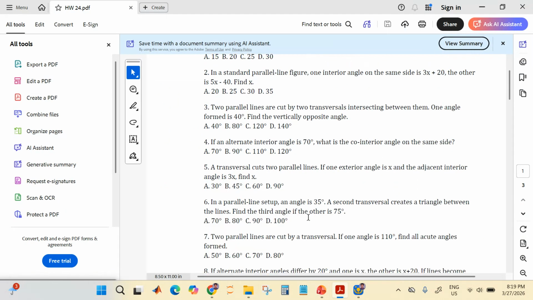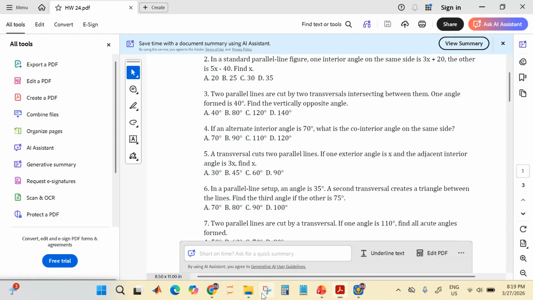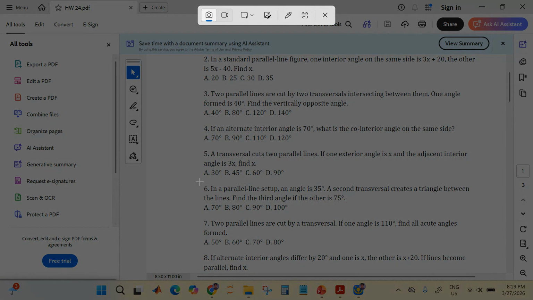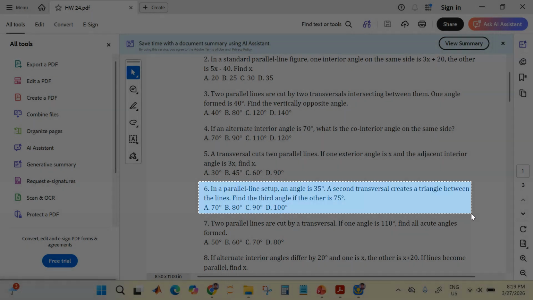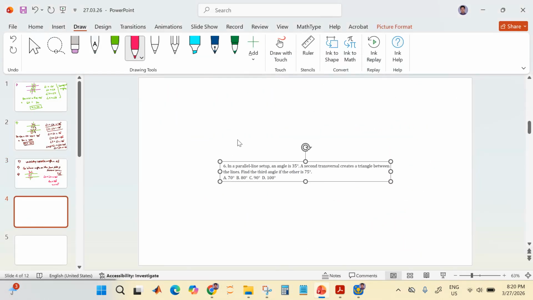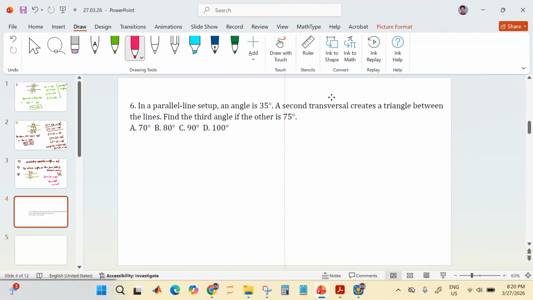So question number 6. In a parallel line setup, an angle is 35 degree. A second transversal creates a triangle between the lines. Find the third angle if the other is 75 degree. Very interesting question. So I am taking a copy because otherwise I have to switch between this PDF and PPT. So it will be very problematic for me. So I am taking just a copy of this question number 6.